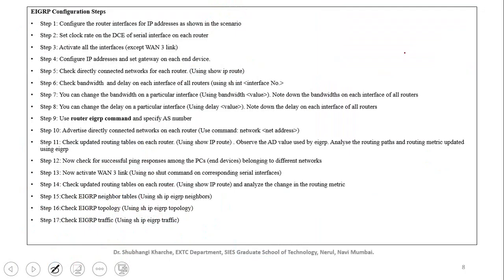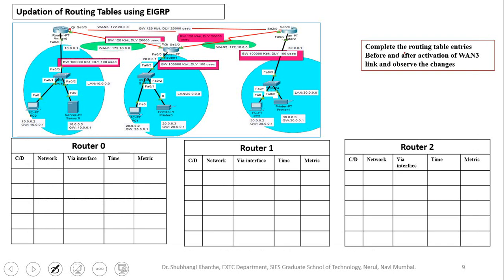Now these are the steps to configure the EIGRP on the routers. It is already discussed while discussing the IP address configuration, so it will be just the mere repetition of all the things. So you can please note down these steps, and after performing the experiment you can update these routing tables. You have to update the routing tables before activation of WAN 3 link and after activation of WAN 3 link, and observe the changes in the routing tables.